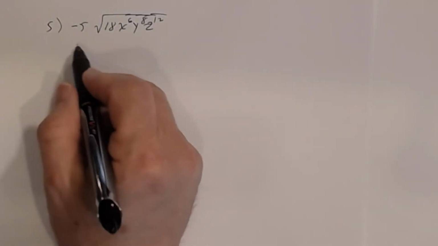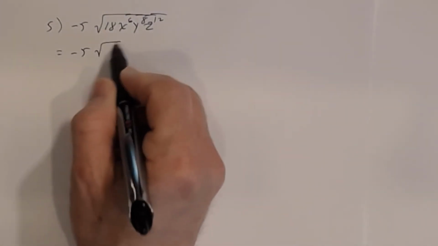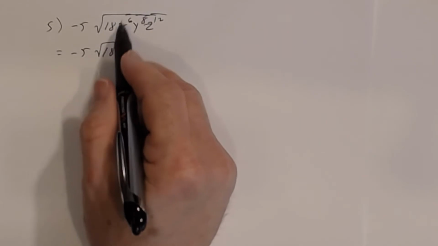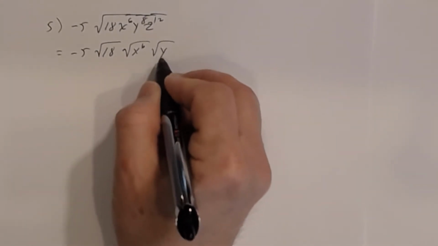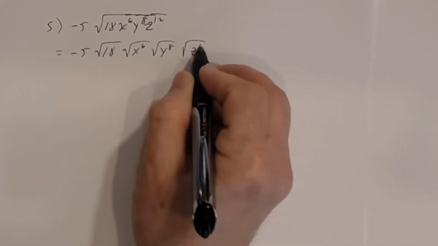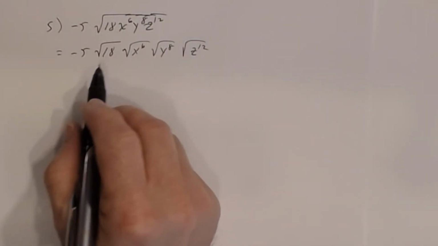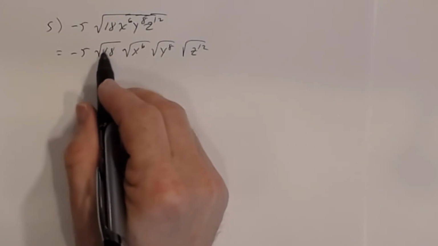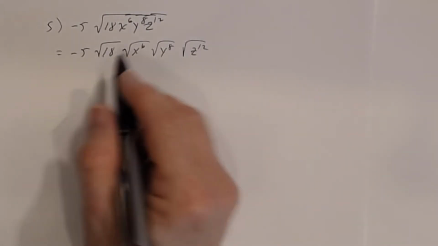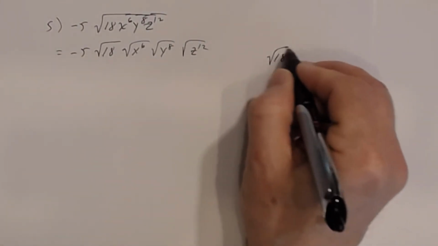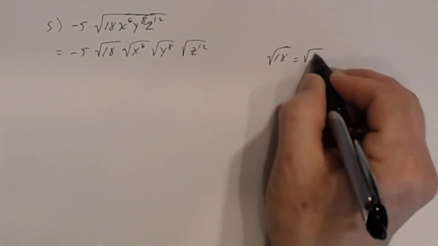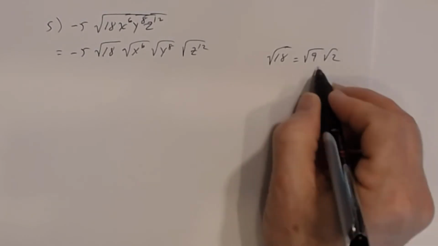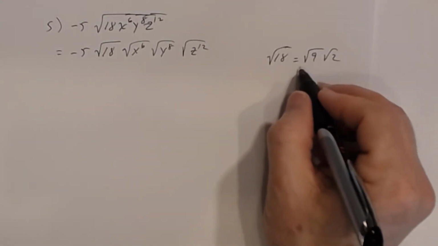Okay, so let's go ahead and use the product property. So this becomes negative 5 times the square root of 18. I'm just splitting them apart. Times the square root of x to the 6th, times the square root of y to the 8th, times the square root of z to the 12th. And then we're going to simplify each of these. Square root of 18. 18 is not a perfect square, but let's think about this. The largest perfect square that goes into 18 is 9. So I can write this as the square root of 9 times the square root of 2. 9 times 2 is 18. And the square root of 9 is 3.